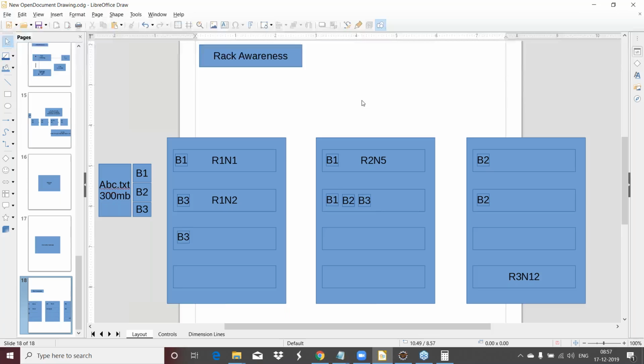So why is it so? We are saying that if I lose one machine, let me say I lose this machine, I'm losing one copy of B1, one copy of B2, and one copy of B3. But that is not a problem at all because the other copies are still available. B1 is here, B2 is here, and B3 is here. So I'm still having my copies available with myself. It is not resulting in data loss.